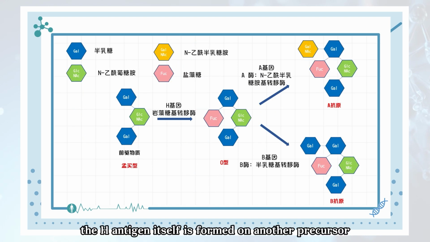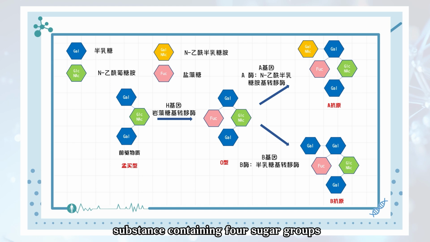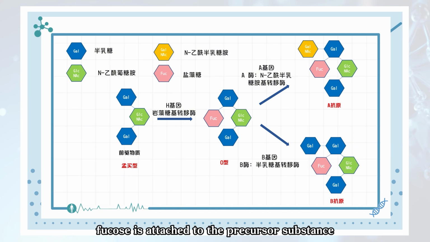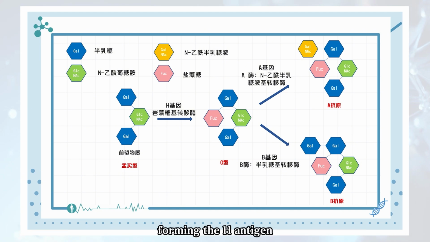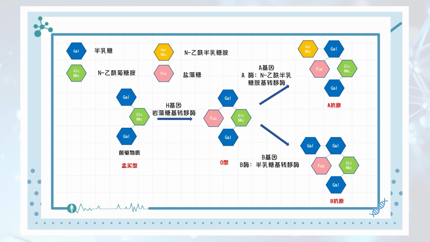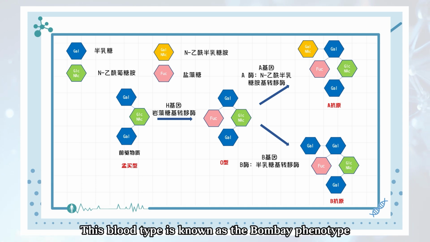In fact, the H antigen itself is formed on another precursor substance containing four sugar groups. Under the action of the fucosyltransferase encoded by the H gene, fucose is attached to the precursor substance, forming the H antigen. If the H gene is defective, the H antigen cannot be produced, and consequently, A and B antigens cannot be formed. This blood type is known as the Bombay phenotype.